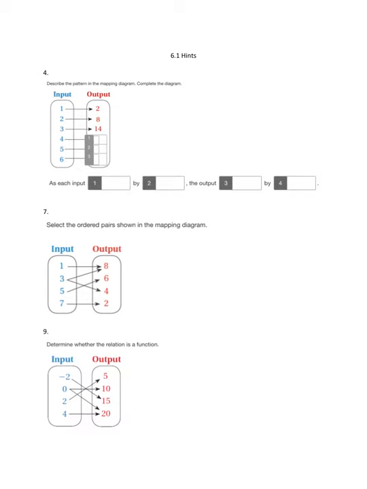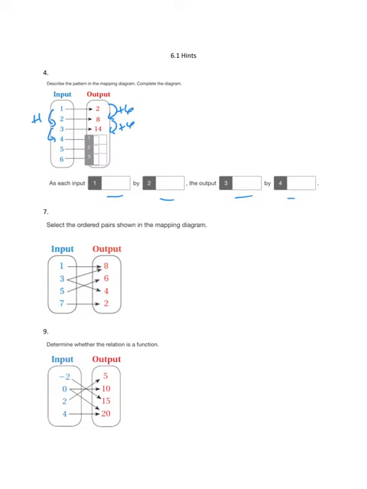So number 4, we're just asked to describe the pattern in the mapping diagram. When we look at this, we're seeing that as the input increases by 1, the output increases by 6. So that's all we're writing in here: increases by 1 and increases by 6.